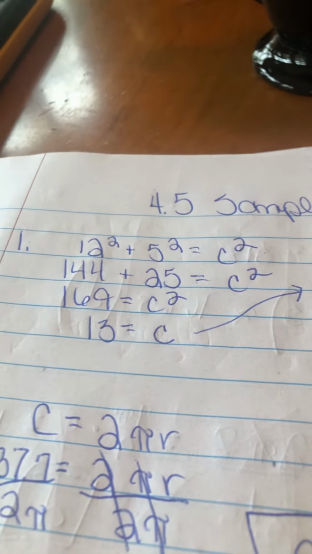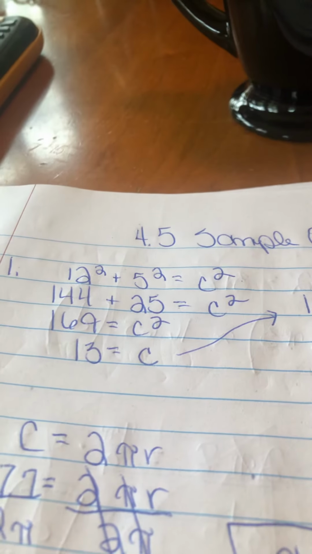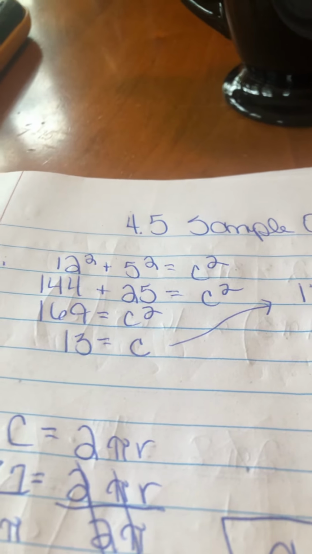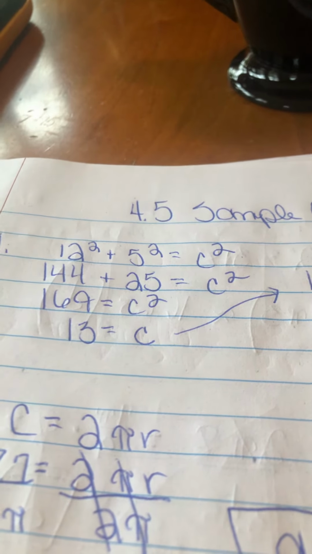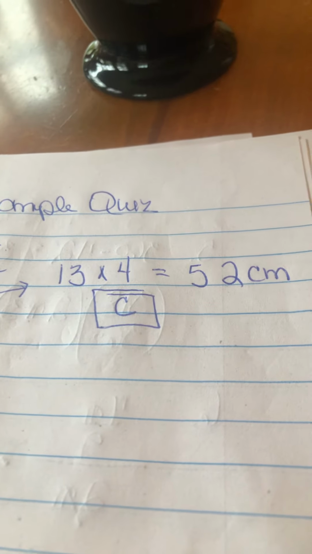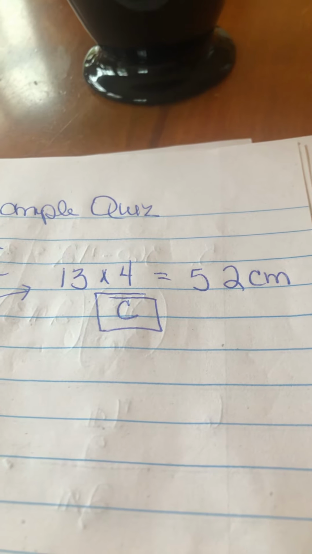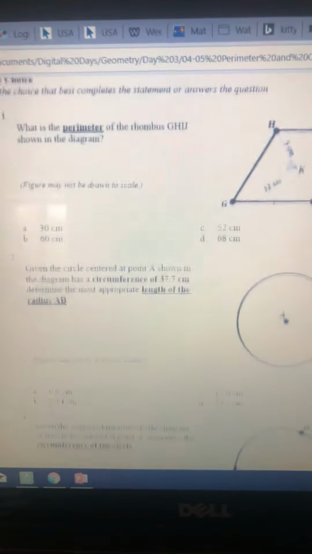So all I did for this one is I just took the sides. 12 squared plus 5 squared equals c squared. So as you can see, 12 squared plus 5 squared equals c squared, which came out to be 144 plus 25 equals c squared, which when you add those together, you get 169 equals c squared. And then I took the square root of both sides to get 13. So then, because we have 4 sides to the rhombus, I had to multiply it by 4, and 13 times 4 equals 52 centimeters. So your answer should have been C. Okay, now let's go to number 2.